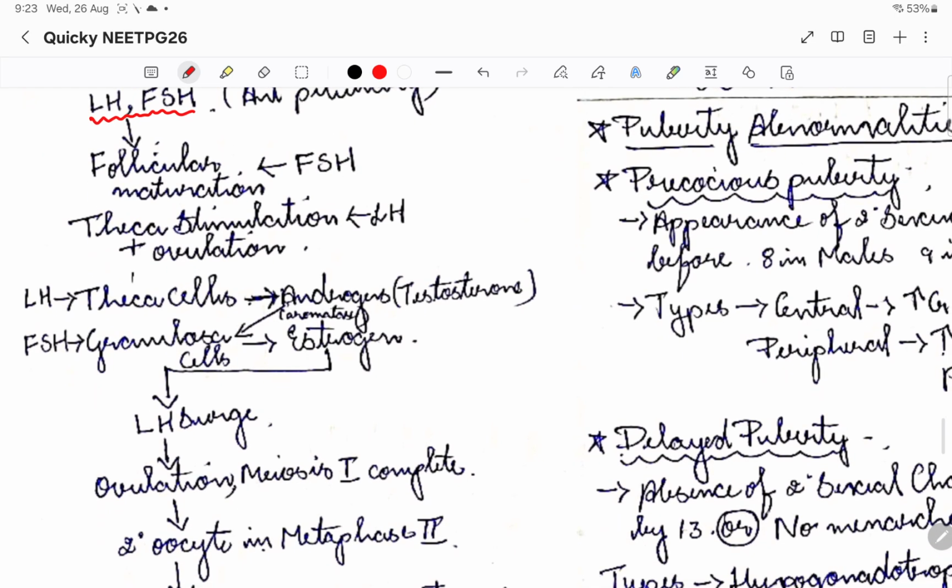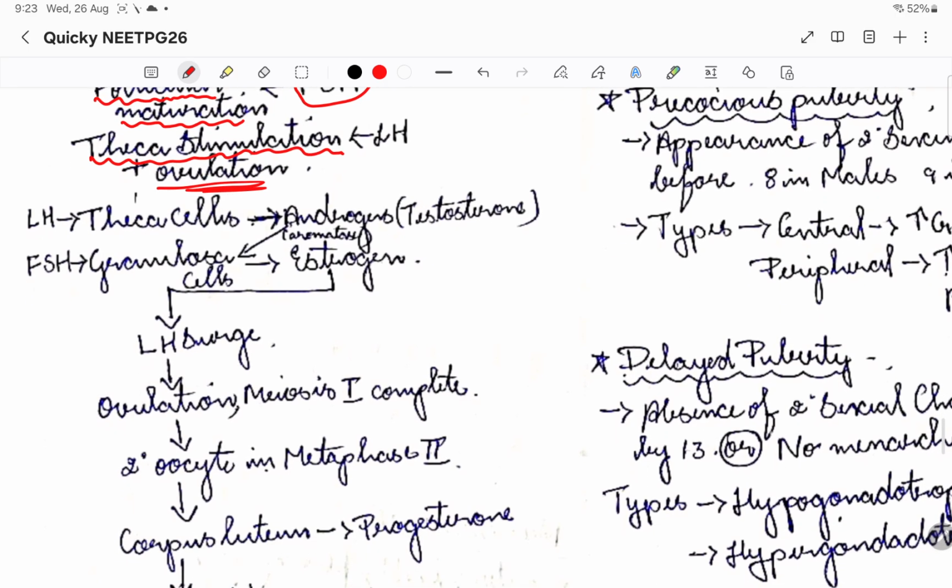This will come to the ovary and follicular maturation will happen. This is by FSH. The definite function of FSH is follicular maturation, whereas LH will act on the theca stimulation. Theca stimulation is the main action. I'll come back to the ovulation thing. So these are the two main actions of LH and FSH.